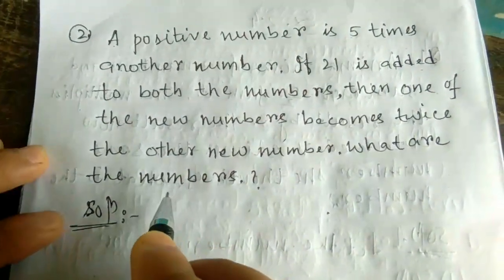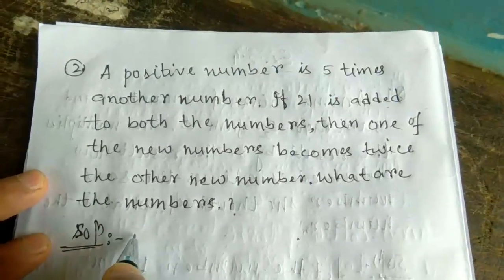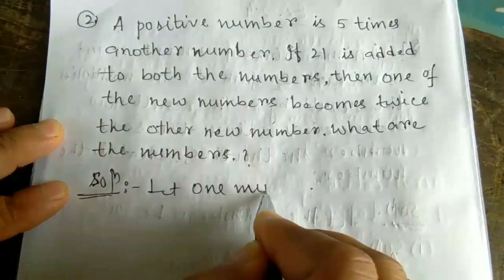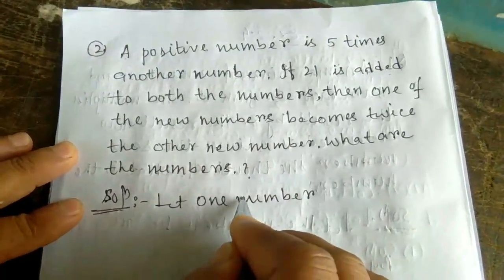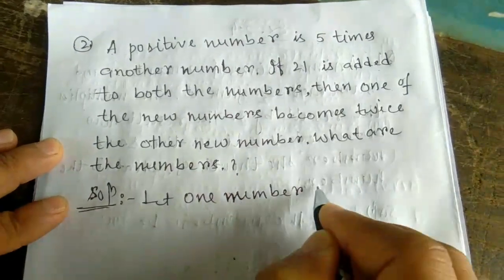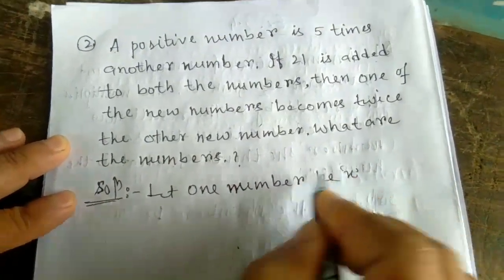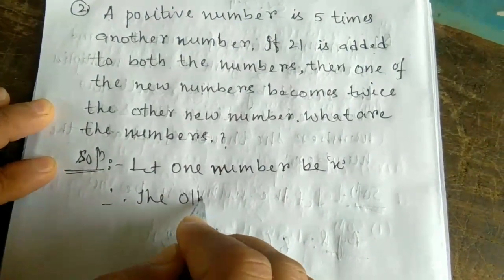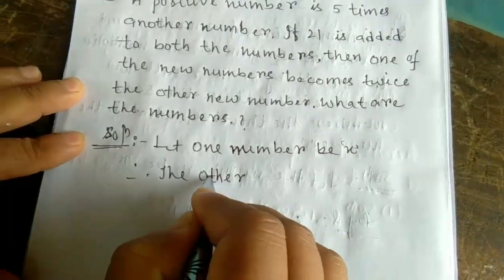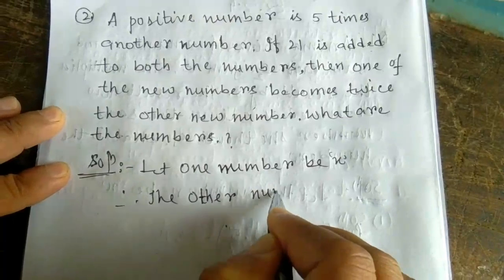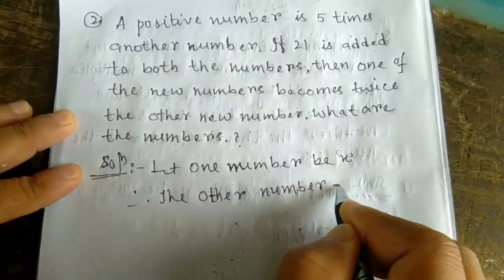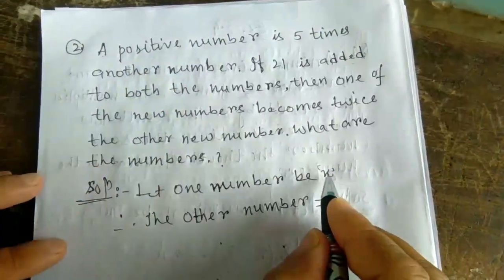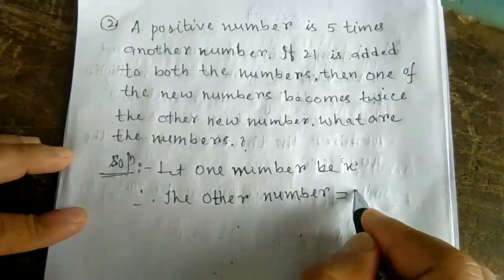Solution. We don't know what are the numbers, so we'll take, let one number be x. Therefore the other number equal to, it is given a positive number is 5 times another number. Okay, so this is one number, so other number will be 5 into x, 5x.